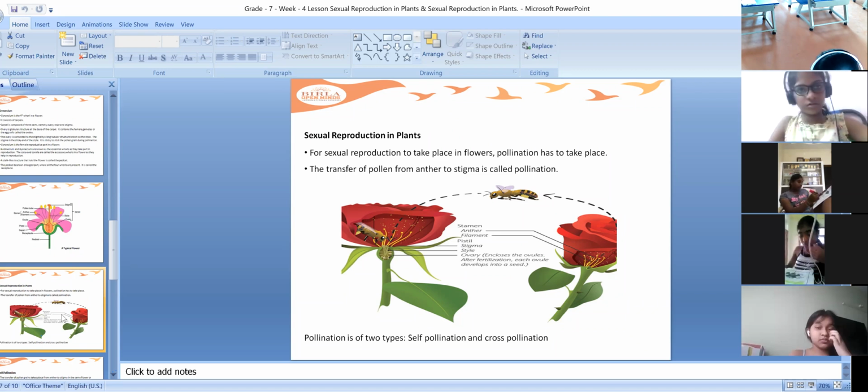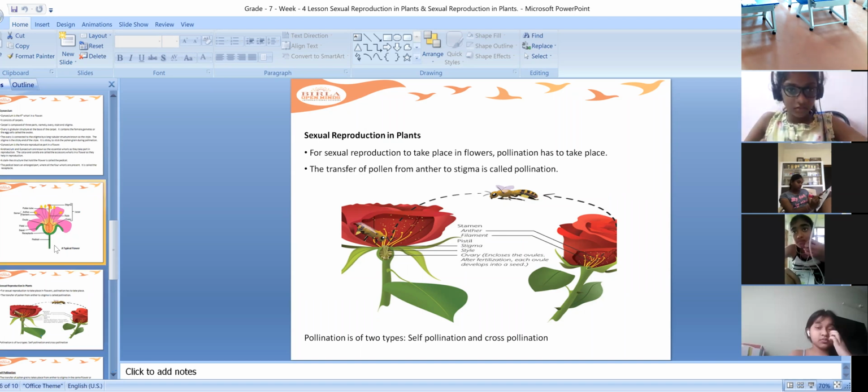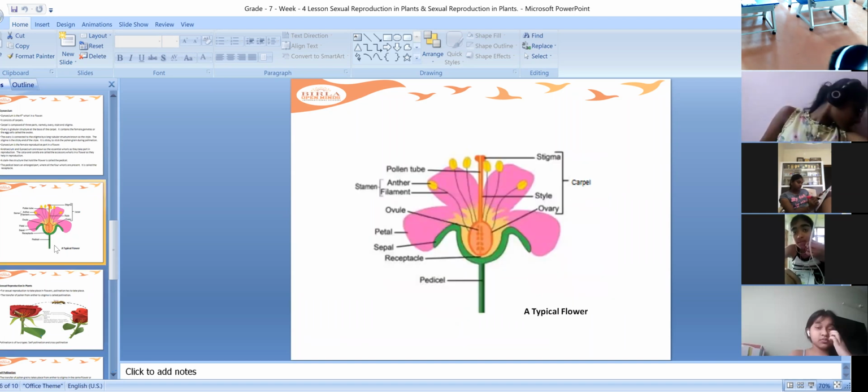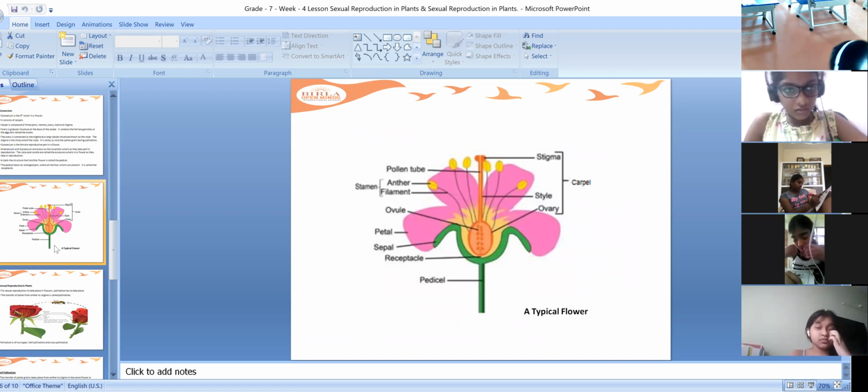Ma'am, your filament and stalk are the same, ma'am? Filament and stalk, if you see here, yes, both are the same thing, which bears the anther. Filament is the thing which bears the anther. Yes, even Nehadarshi is asking me, stalk and filament are the same. Yes, the stalk is also the same because it bears the anther, it bears the pollen grains.